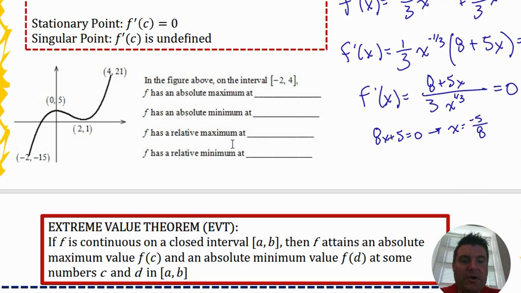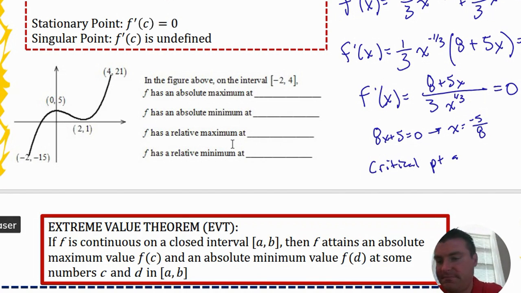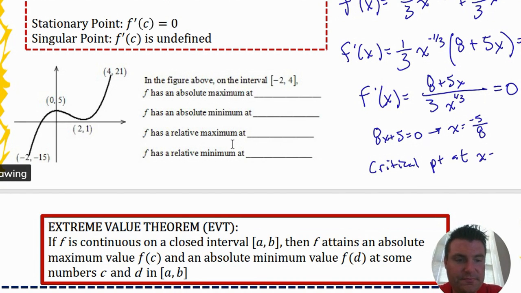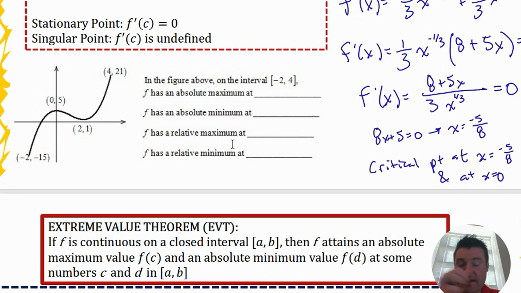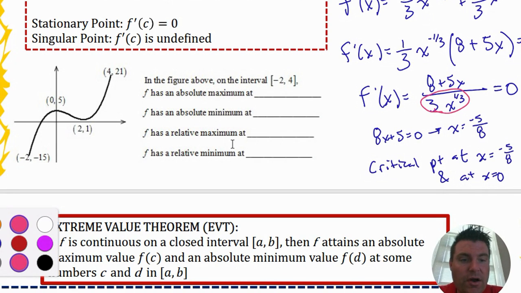And we also have a critical point here. Actually, you know what? We have critical points at x equals negative 8/5 and at x equals 0. How in the world do you get that x equals 0? Well, if we look at our denominator here, we're undefined when we set that equal to 0. So the derivative is undefined when the denominator is equal to 0. So make sure you check out your singular points as well as your stationary points.